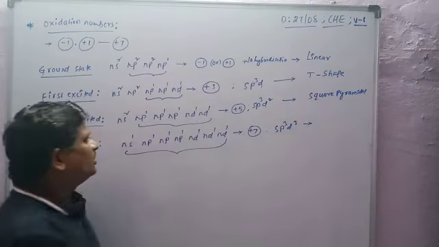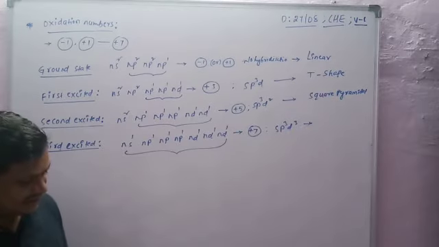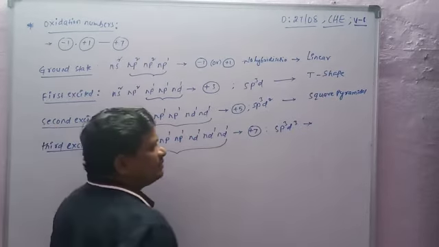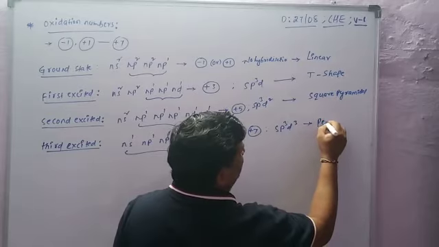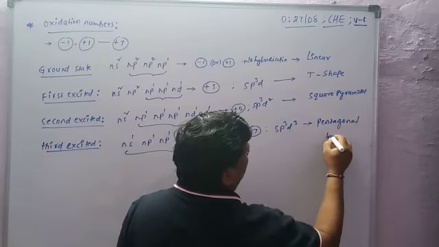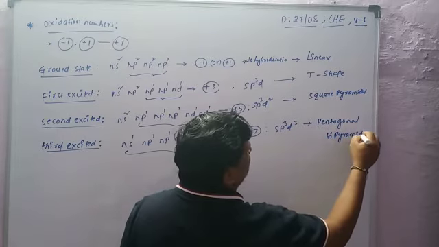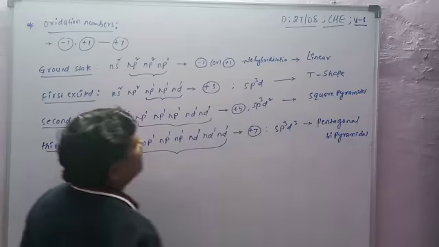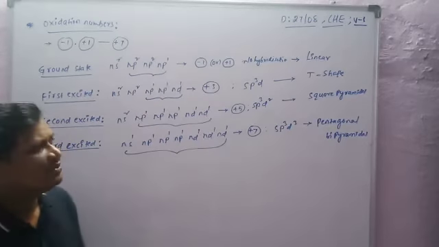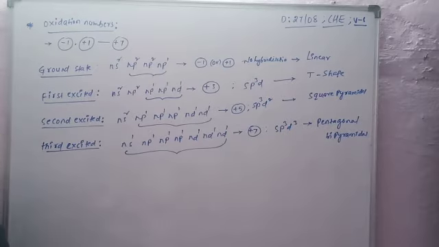In the third excited state, the oxidation number is +7, hybridization is sp3d3, and the shape is pentagonal bipyramidal. So these are the oxidation numbers, hybridizations, and shapes of the molecules.